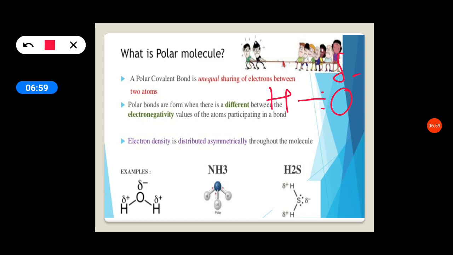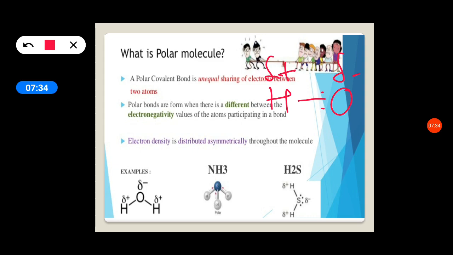Hydrogen being less electronegative compared to oxygen, it seems to be losing electrons. Therefore, we can write a small positive charge on the hydrogen. So, polarity is developed on the atoms due to difference in the electronegativity of the atoms which are involved in that covalent bond formation. One atom acquires a small negative charge, another atom acquires a small positive charge.